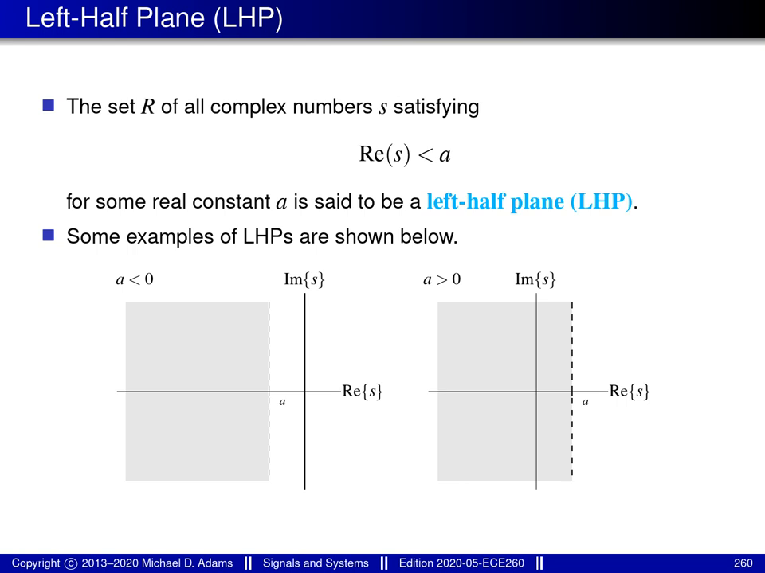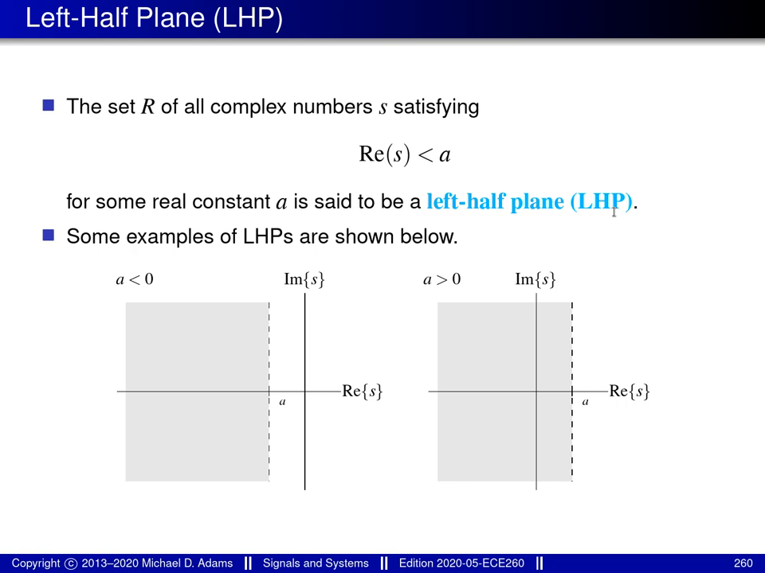Before I can discuss the properties of the region of convergence, I first need to introduce a few concepts and definitions. First, I need to introduce the definition of a left half plane. The set R of all complex numbers S satisfying a relationship of this particular form here for some real constant A is said to be a left half plane, which is abbreviated by the acronym LHP. In other words, a left half plane is a set of points in the complex plane that lie strictly to the left of a vertical line.